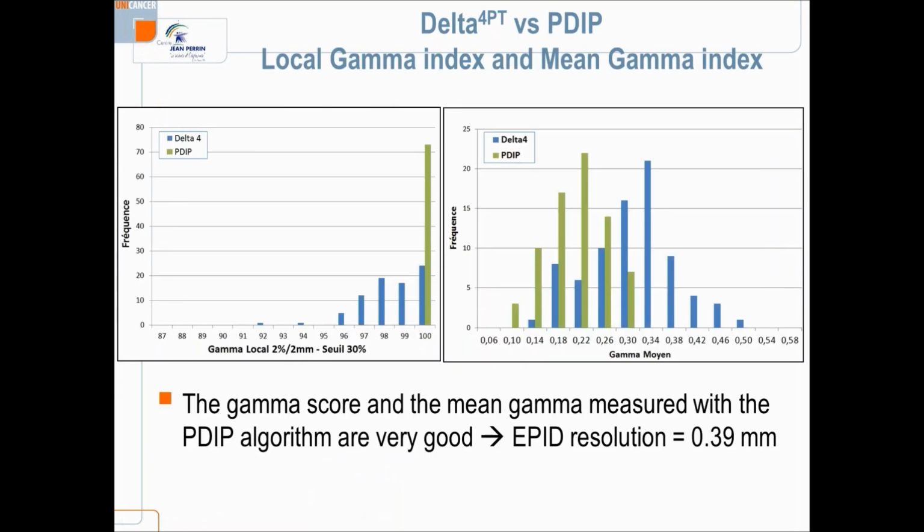In this graph, we compare the local gamma index and mean gamma index obtained with Delta4 versus PDIP. In blue, these are the Delta4 results, and in green, the PDIP results. We can see that the gamma score and the mean gamma measured with the PDIP algorithm are very good because of the EPID resolution, which is 0.39 millimeters.